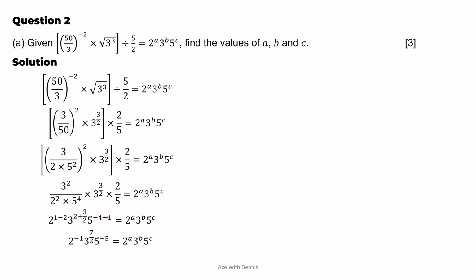Then we simplify, it becomes 2 to the power negative 1 times 3 to the power 7 over 2 times 5 to the power negative 5, equals 2 to the power a, 3 to the power b, and 5 to the power c. So by comparing the power, we can see that a equals negative 1, b equals 7 over 2, and c is negative 5. This is the answer.